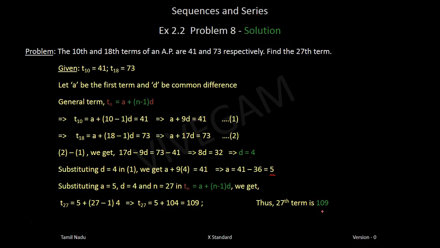Okay, so the key is, instead of giving you A and D directly, they have given it indirectly by giving two terms. That is, they have given the value of the 10th term and the 18th term. So using that information, you will get two equations. Solve those equations and get the values of A and D. Then use the values of A and D in the generic formula and get whichever term you want, 27th term or 50th term. If you put n equal to 50, you will get the 50th term. If you put n equal to 15, you will get the 15th term. Okay, so that's how this problem is to be done.